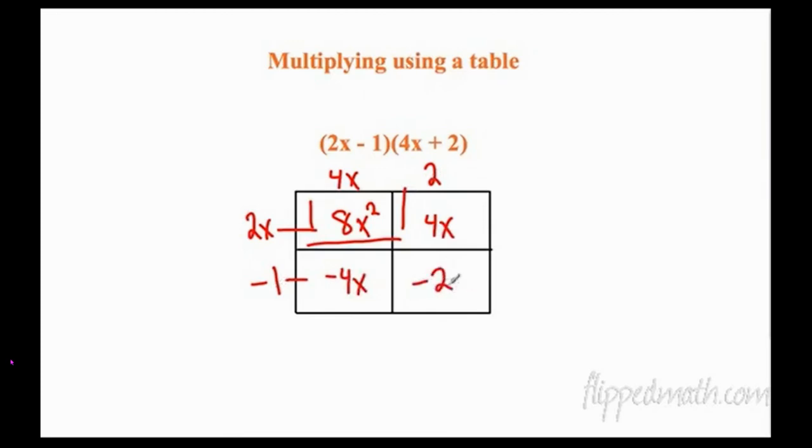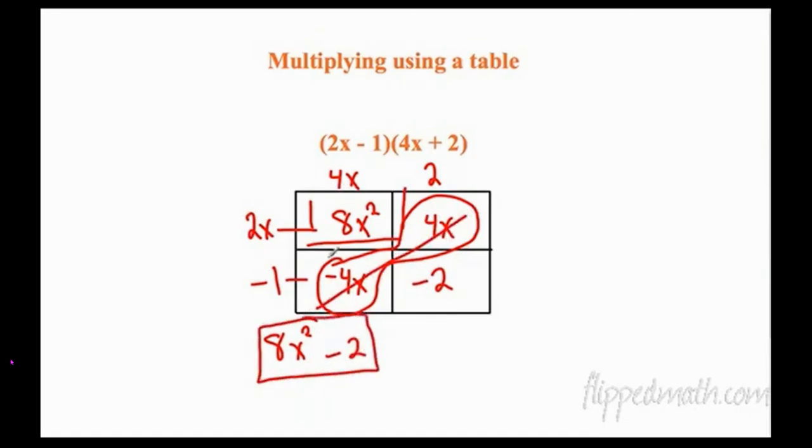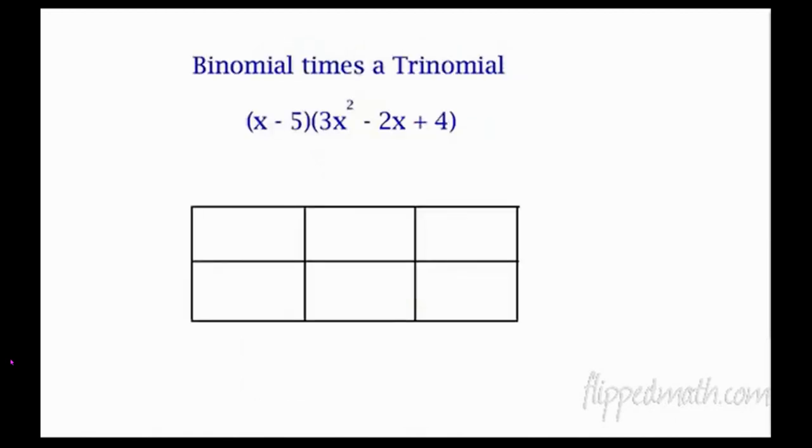Now, if you check this out right here in the middle, these boxes, if you set it up properly, these are like terms. X's. So when I rewrite this now, I have my standard form, 8x squared. Then I look for my like terms diagonally. Well, negative 4x plus 4x, those cancel out, right? And then minus 2. So I have 8x squared minus 2. Binomial times a binomial. We could get even crazier.